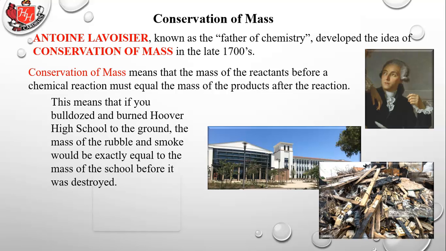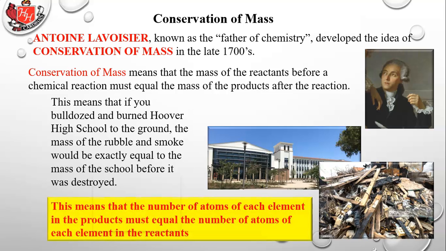And so that's really the way we're going to think of conservation of mass: you have to have the same number of atoms of each type after the reaction takes place as you had before the reaction takes place. So this means that the number of atoms of each element in the products must equal the number of atoms of each element in the reactants.